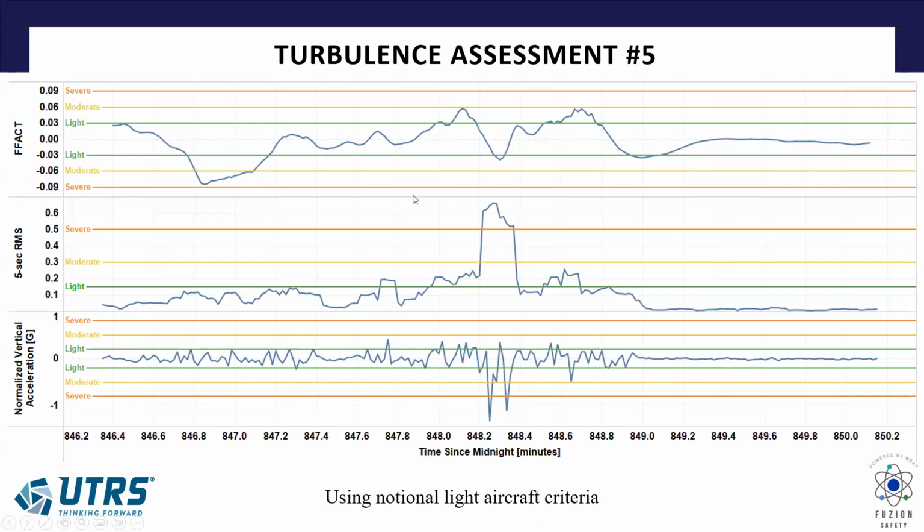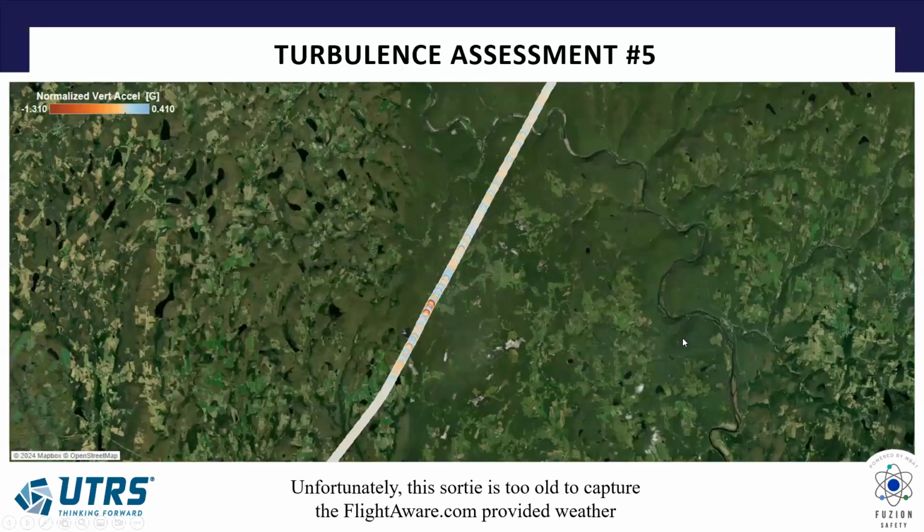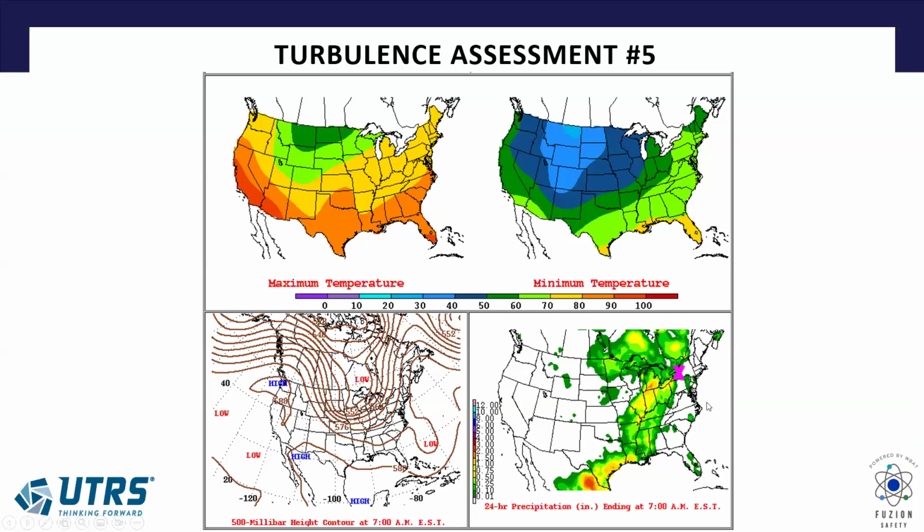Here it is with the notional lightweight criteria, and they're coming down this way. They hit it, and they kind of move around trying to get out of it. And there's the weather for that day, because again, it was too far. You guys fly a lot, and 40 goes away pretty fast. Maybe I'll have to pay for a higher capability to be able to look back farther.